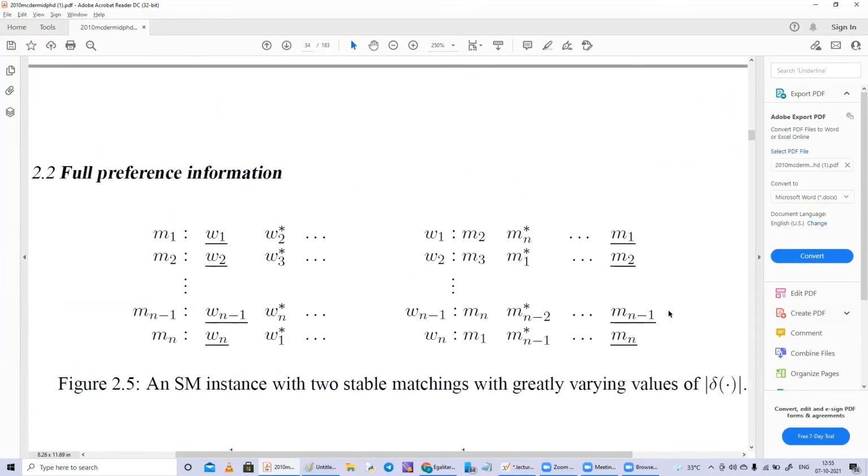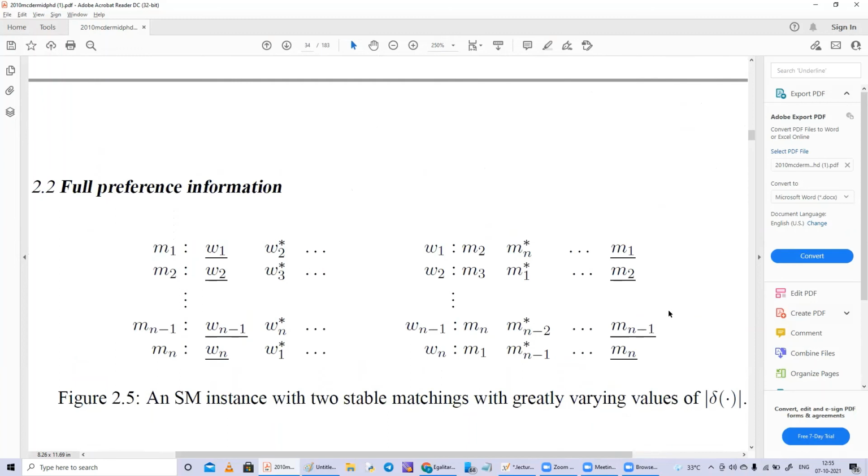And suppose there is another example. So let's look at this example. Okay, so here what is the minimum?